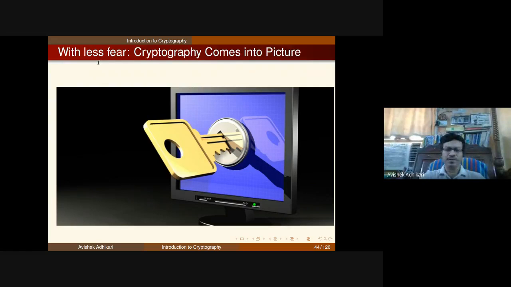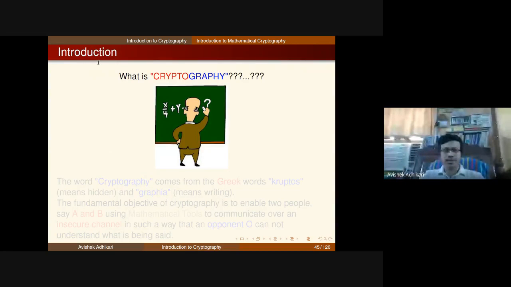So the question is, what is cryptography? Till now, what I have given is just an introduction, on why these things are useful. Now I am getting into the syllabus.